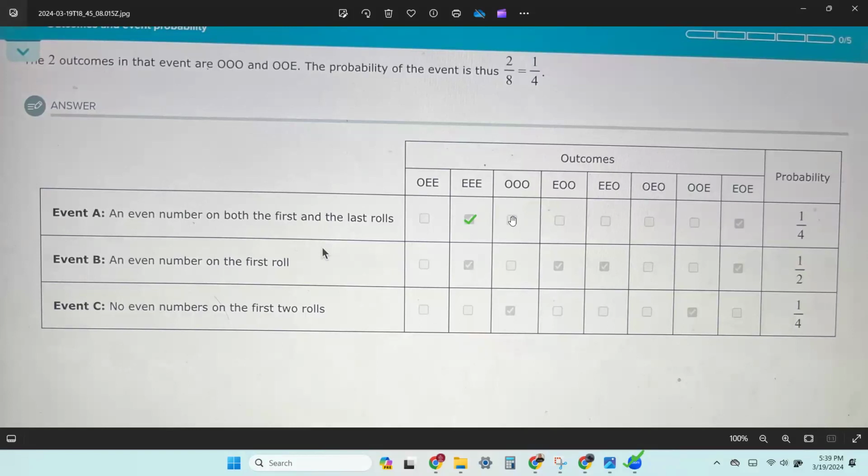This one here is all O's, all odds, so not that one. This is E on the first, but not on the last. E on the first and second, but not on the last. No E's on the first or last. E on the last. And here's another one that's first and last. And again, that's going to be 2/8, which is 1/4.